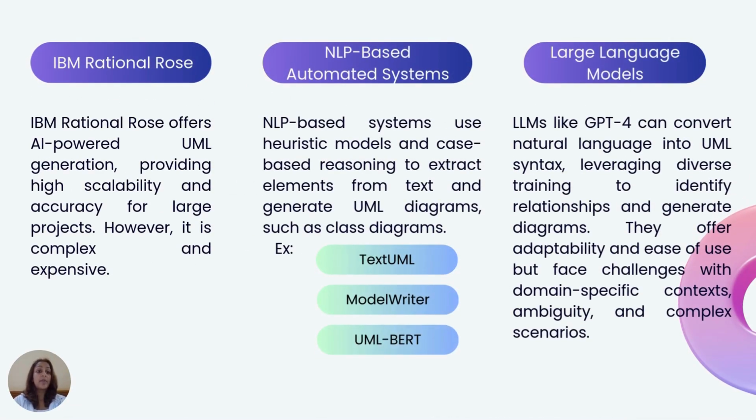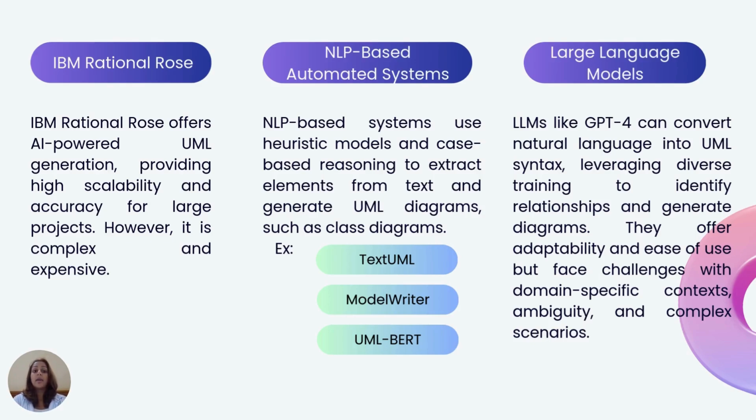Next, we have Rational Rose by IBM. This offers AI powered UML generation. It provides high scalability and accuracy for large projects, but it's complex and it's also very expensive.